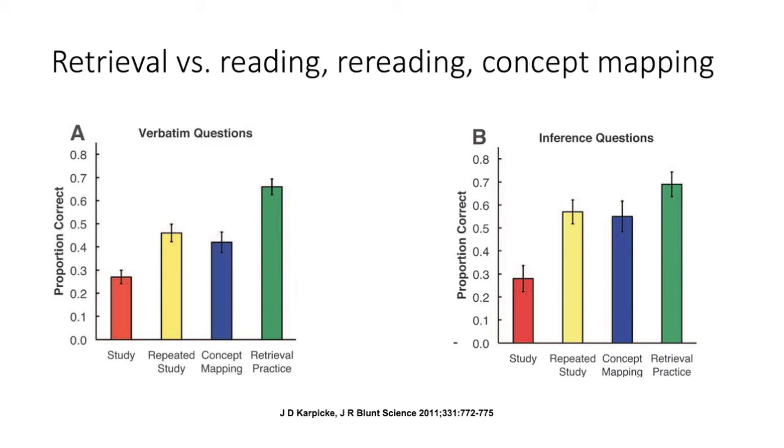Graph B shows the test scores for the 4 groups on inference questions. These are questions that students had to use inferences in order to answer correctly. The results are similar to the verbatim questions, with the retrieval practice group outperforming the other methods.